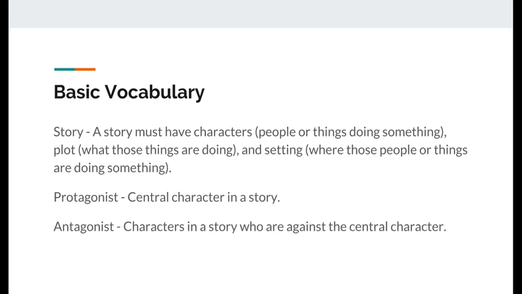First, we have a story. A story must have characters, people or things doing something. Plot, what those things are doing. And setting, where those people or things are doing something. Stories have protagonist, central character, or the main character. An antagonist, characters in a story who are against the central character.